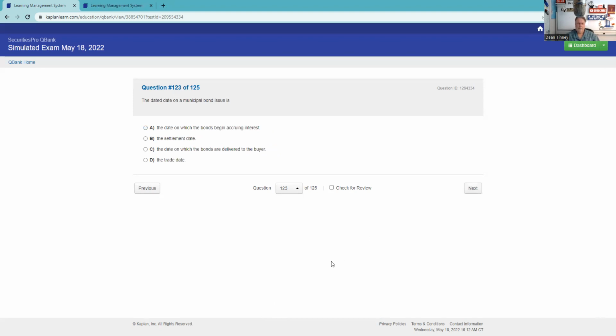The dated date is the date the bonds start to accrue interest. By definition, that's a good flashcard kind of to make: the date on which the bonds begin accruing interest. It's typically that first period, but I actually think of it as the coupon payments too.